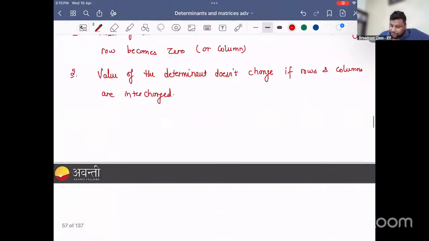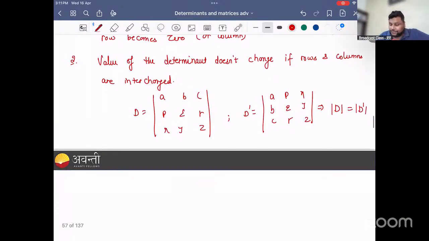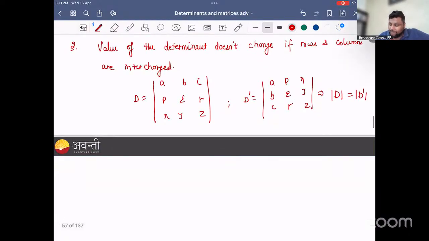That means if you have a determinant D as ABC, PQR, XYZ, then we have a determinant D dash as ABC, PQR, XYZ with rows and columns interchanged. And determinant of D will be determinant of D dash. Is it fine? Is it okay?